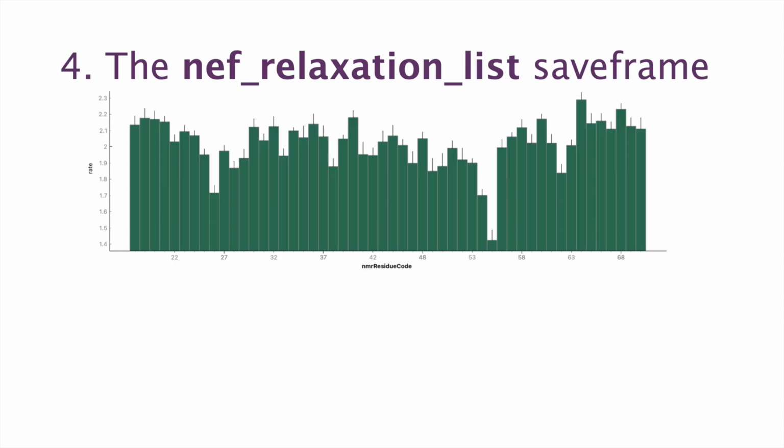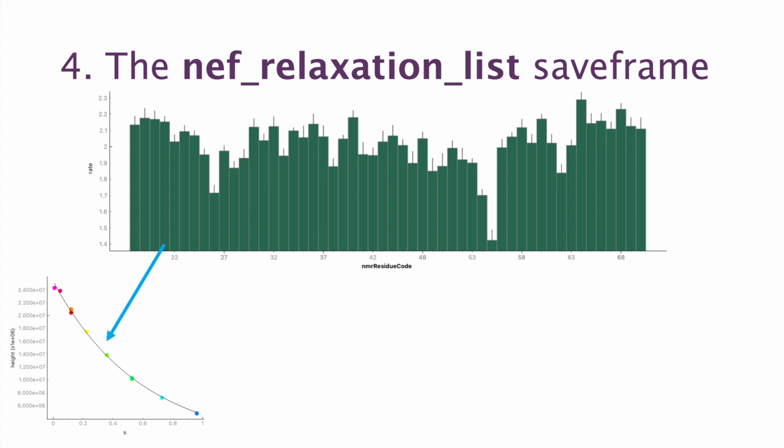The NEF relaxation list saveframe is essentially a readout of this kind of bar chart, sequence number versus relaxation rate. But of course, each single relaxation rate derives from a decay curve, a plot of relaxation time versus peak intensity.